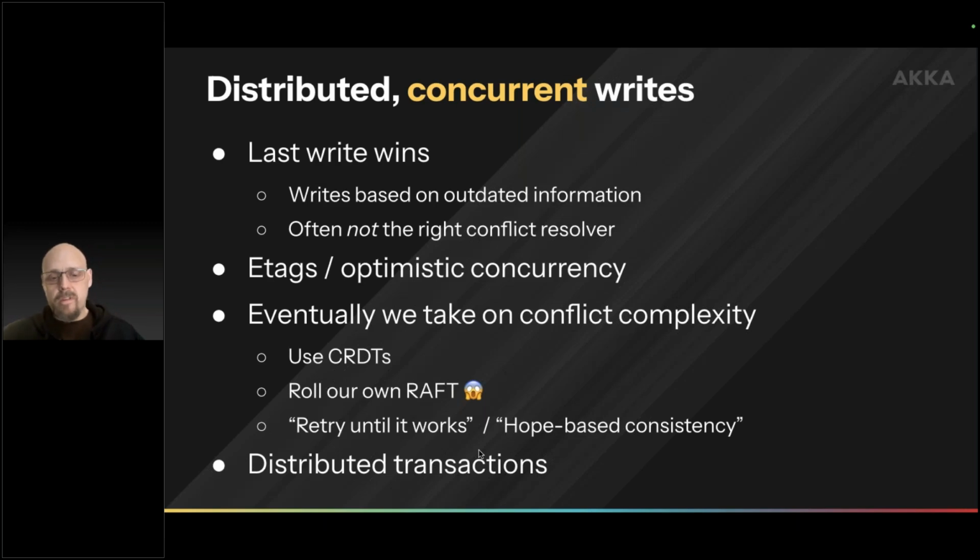More times than I can count, we end up where we just write our code, and if it doesn't work, we retry, and we just keep retrying until it works. And that's what I generally refer to as hope-based consistency. And then probably the worst offender of all is distributed transactions. And they're a whole different class of problem.